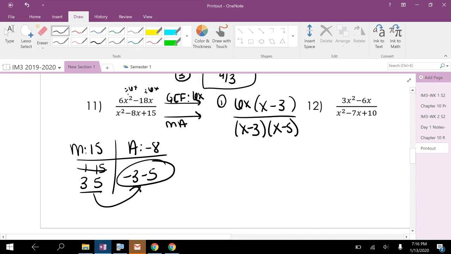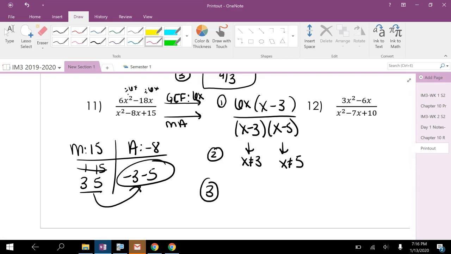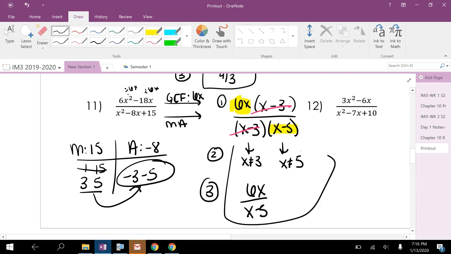Okay, that was the MA table. Second step, list the 2 excluded values here. x cannot be 3 and x cannot be 5. Last and final step is just to simplify what you can. So gone, gone. If you look here, what's highlighted, 6x divided by x minus 5. Done. You can put the parentheses in. You can leave them out, whatever works for you.